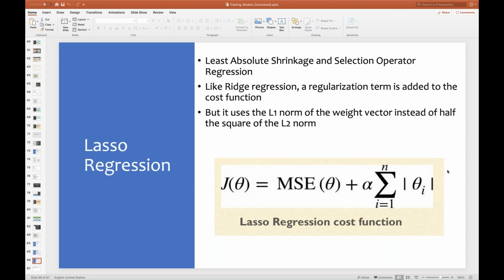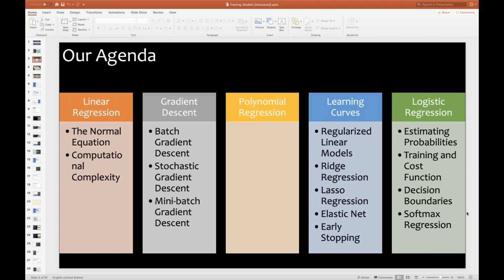Do you have any questions? If you look at our agenda, we have completed lasso regression. Elastic net, we need to finish it off. And then one important point, logistic regression. If I complete that, we'll finish this slide.